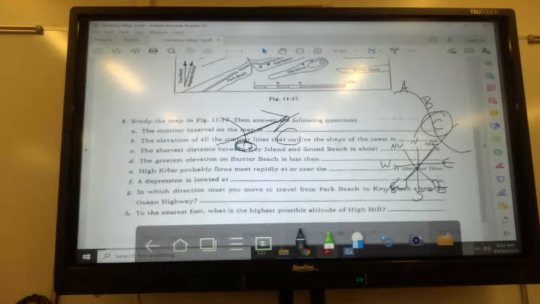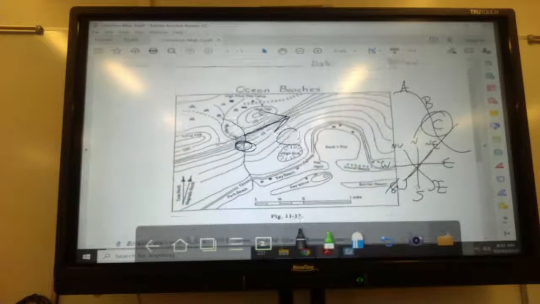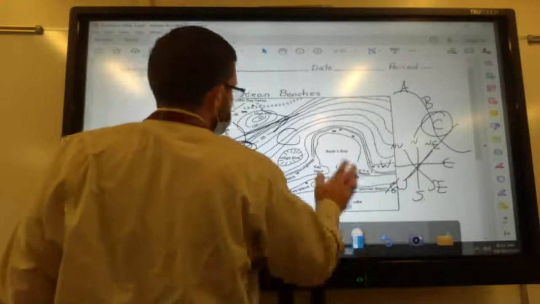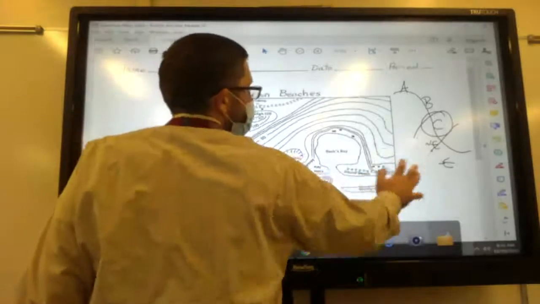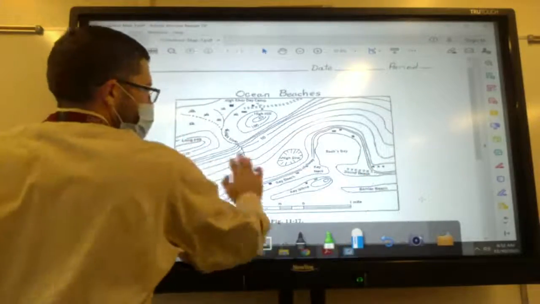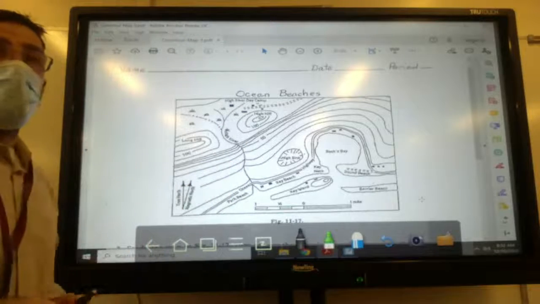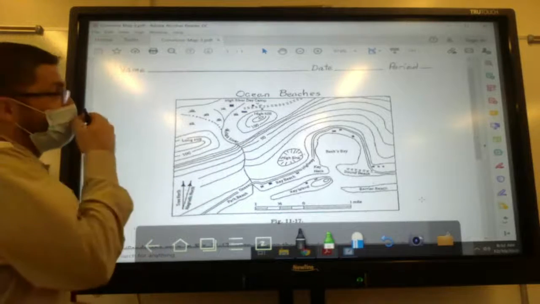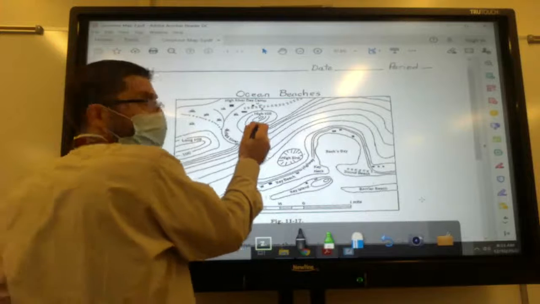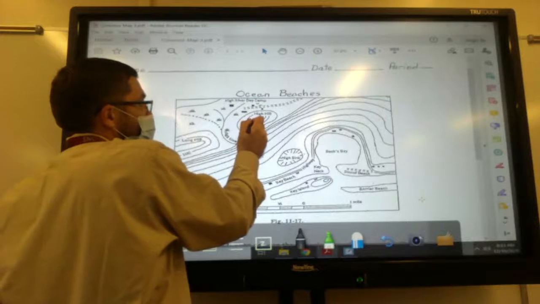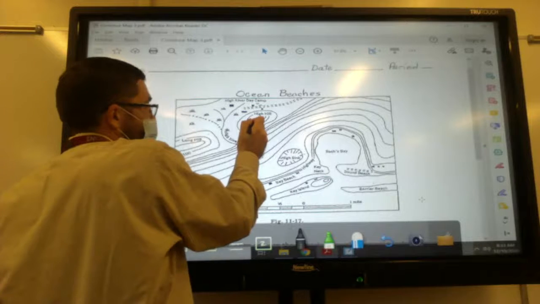To the nearest foot, what is the highest possible elevation of High Hill? So here we go. Let me just erase some of this, make it less of a mess. So here is High Hill, right? The highest possible elevation is what we're looking for. So I know that this contour line is 100 because it's labeled. What would that next line be? 110. What would that next line be?